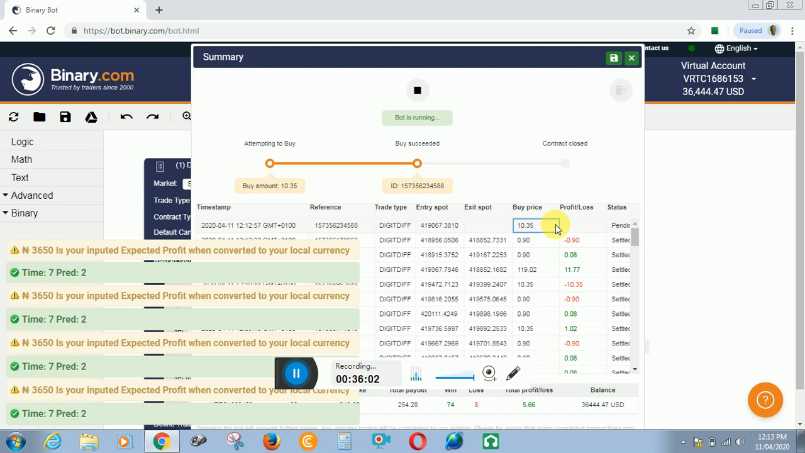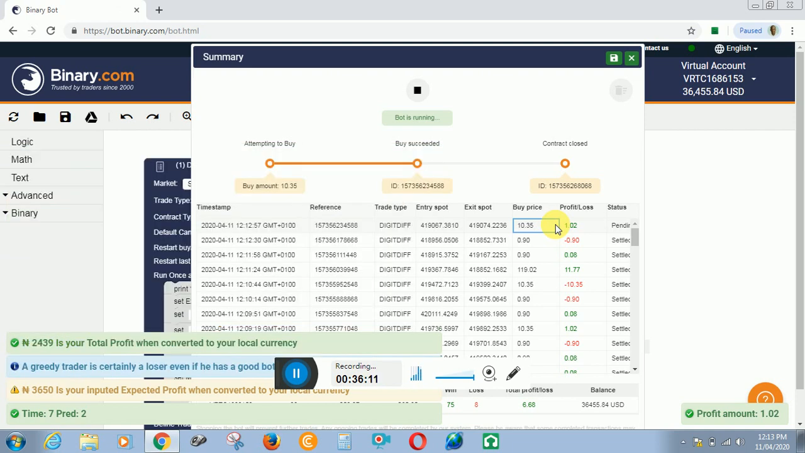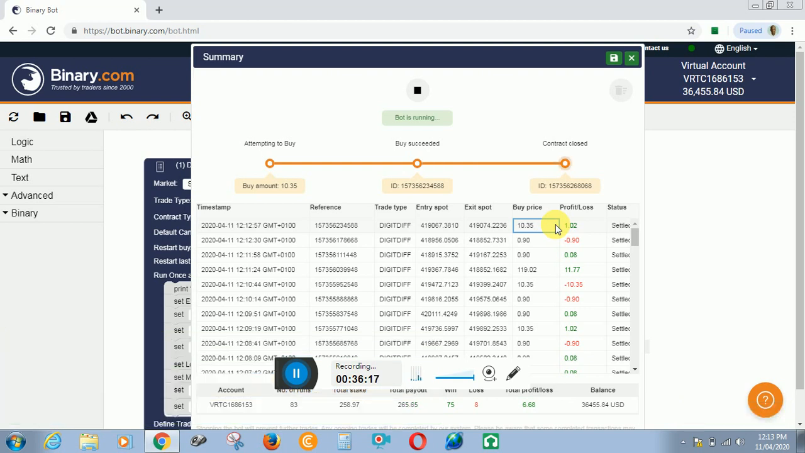Okay, it has its ninth loss with a win count of 79, and it will run this one.